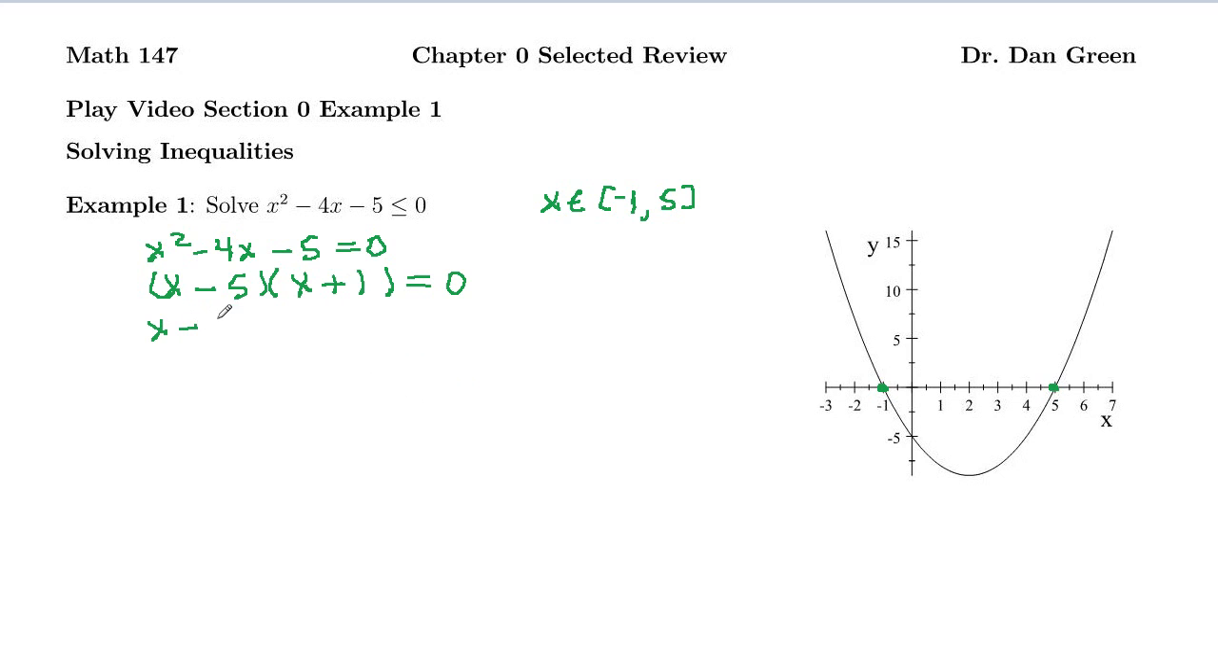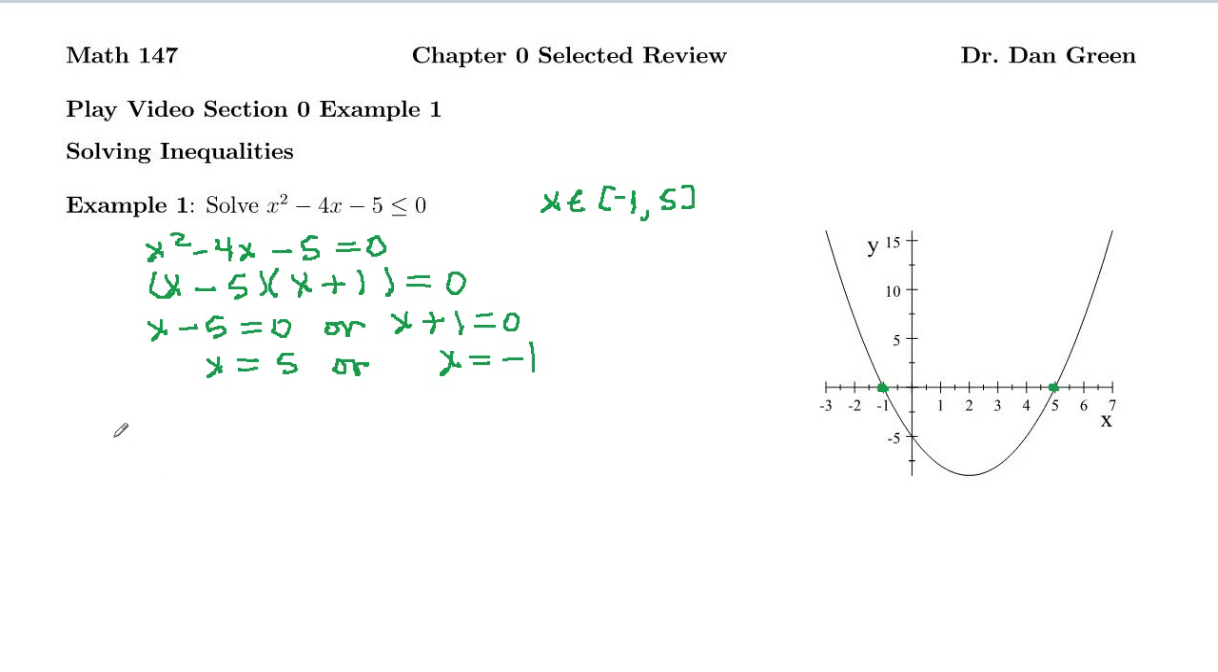So now we've got a product that equals 0. So either x minus 5 is equal to 0, or x plus 1 is equal to 0. So add 5 to both sides here, so x equals 5, or subtract 1 from both sides, x equals -1. So it looks like -1 and 5 are the right cutoffs there. Now how do we know it's negative in the middle? How do we know we didn't graph wrong?